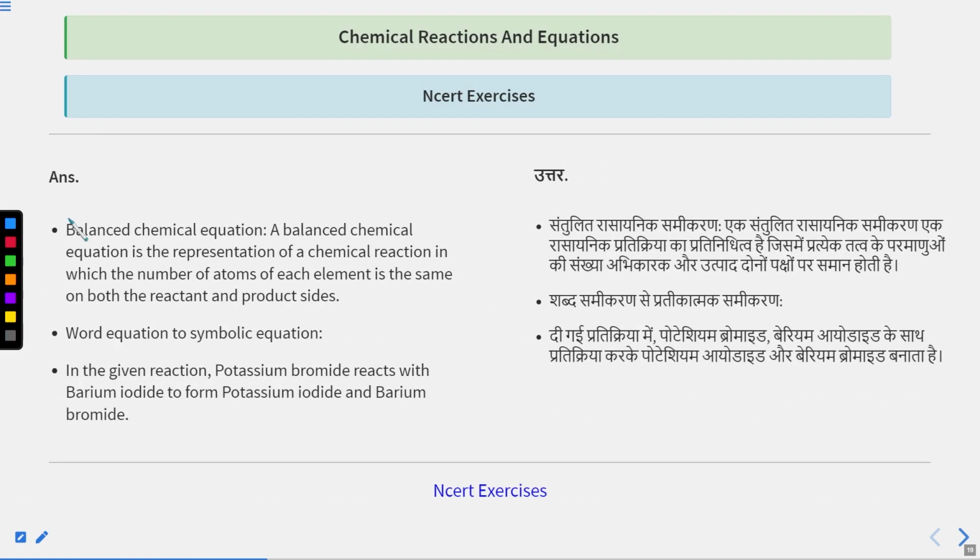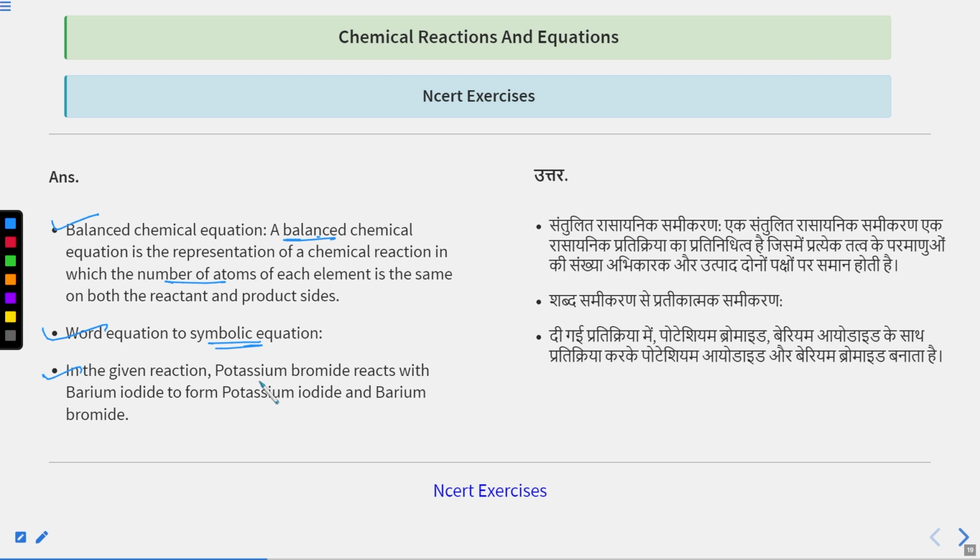Let's move to the answer. A balanced chemical equation represents the chemical reaction in which the number of atoms of each and every element on the product side and reactant side are the same. The given options are in the form of word equations, so first of all, we have to convert the word equation to a symbolic equation.